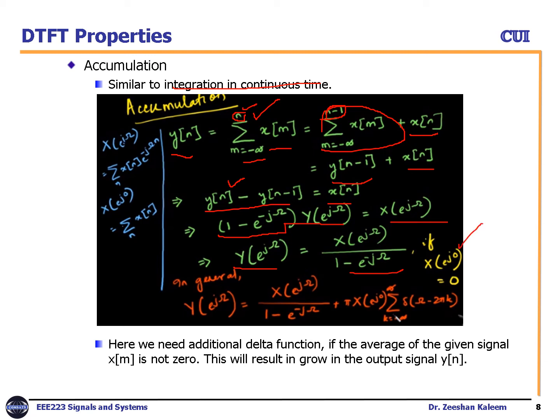However, this is not a complete equation. To write the complete equation, Y(e^(j omega)) equals X(e^(j omega)) divided by 1 minus e^(minus j omega), plus pi X(e^(j 0)) times the summation from k equals minus infinity to infinity of delta(omega minus 2 pi k). Here we need the additional delta function. Why do we add it? The reason is that if the average of the given signal is not 0, then the resultant signal will grow and the output will continue to grow. So to stop that growth, and to make this average 0, we have to add this additional term.